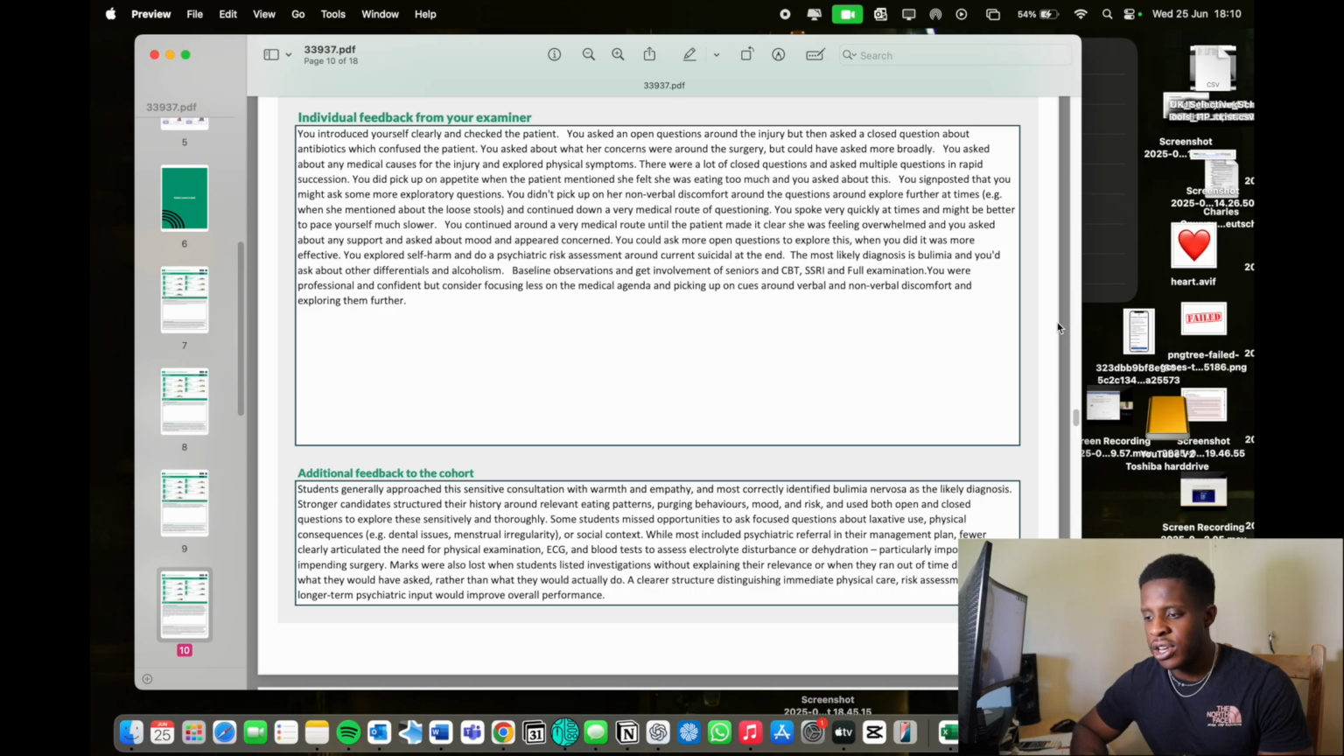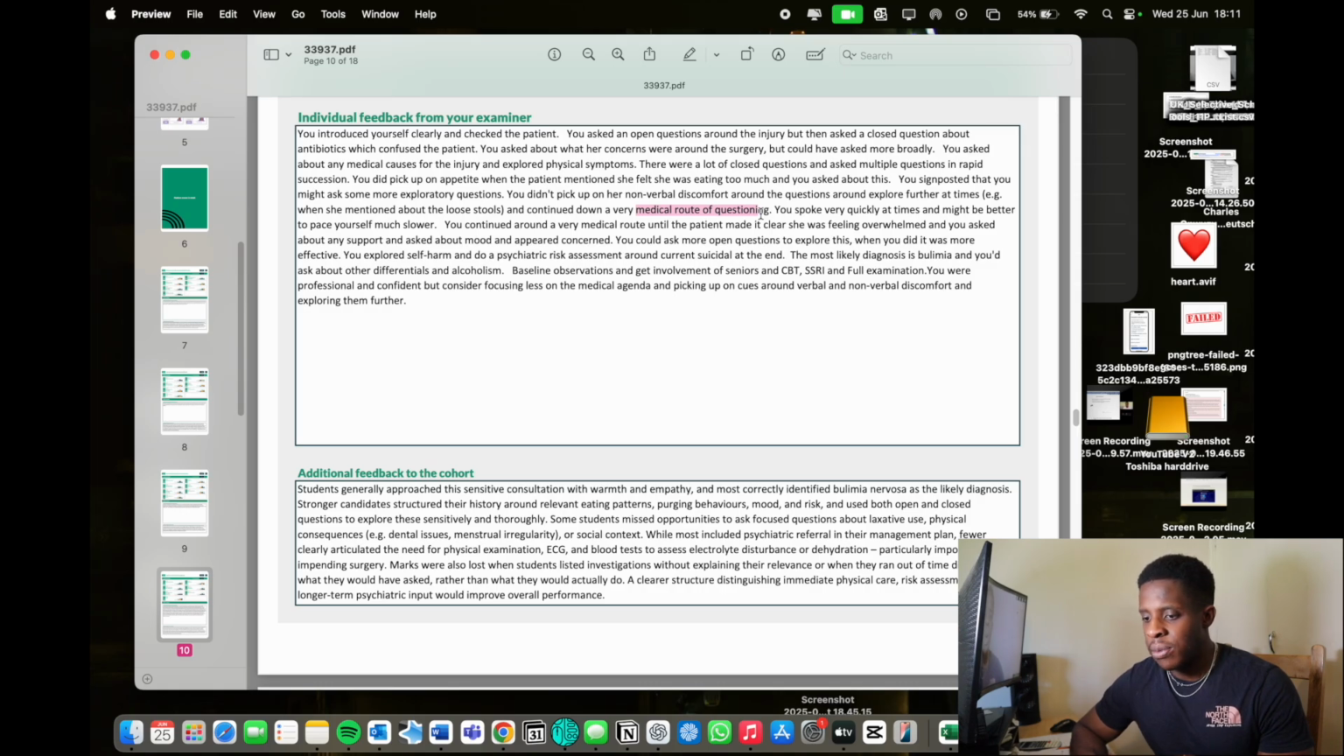So this was a tricky station. It was a psych station hidden in a medical station. So following down a medical route, of course, is necessary to screen out organic and psychological causes, but you still need to make sure that you're treating the patient as a whole, and you're listening to them, you're picking up on their cues, you're mirroring their tone, you're mirroring their body language to make them feel comfortable.